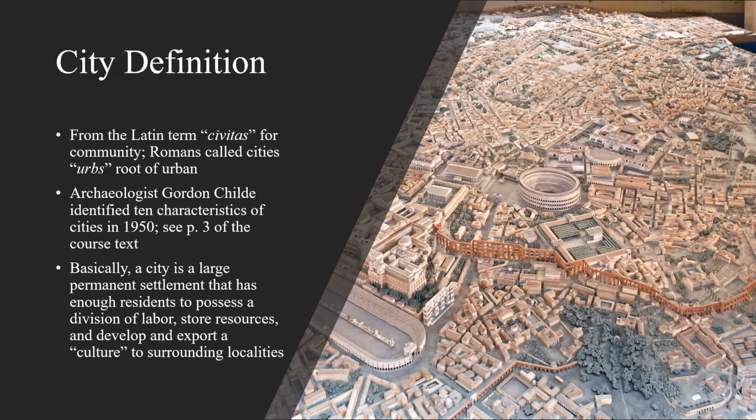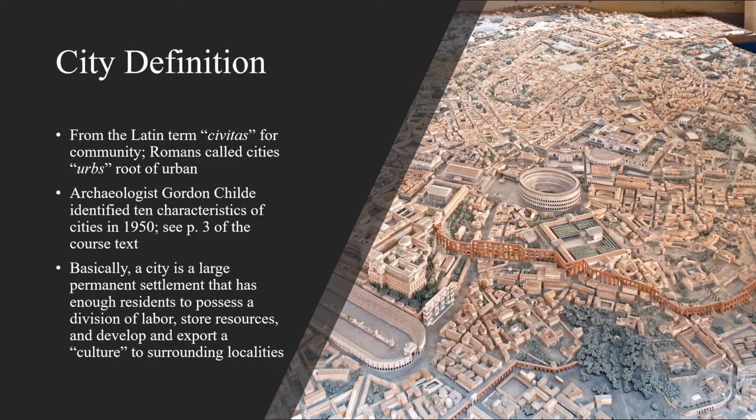Before continuing on, we should briefly define what a city is. The modern English word city comes from the Latin term civitas for community, although the ancient Romans, who developed the Latin language, would have used the term urbs to describe city. Urbs is the root of our English word urban.